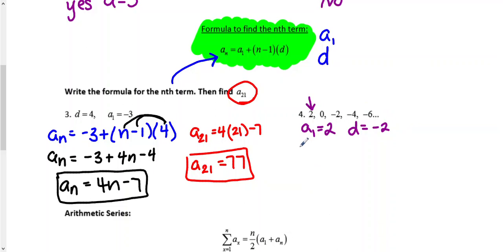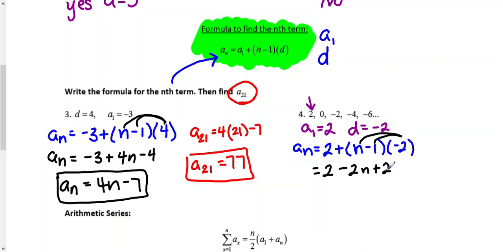Now I can plug it into my formula. So A sub n equals 2 plus parentheses n minus 1 times negative 2. Again, distribute the negative 2. So we get 2 minus 2n plus 2. So A sub n equals negative 2n plus 4.